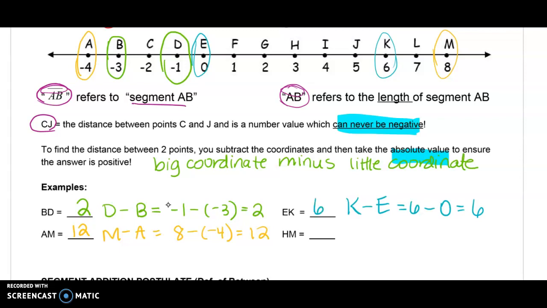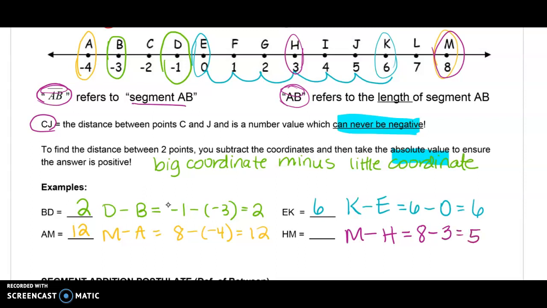Obviously, you could also just look at your picture and say, okay, from 0, I go 1, 2, 3, 4, 5, 6. So my length is 6. And then finally, HM. H is at 3, M is at 8. So we're going to do M minus H, which gives us 8 minus 3, which is 5. So you can always do these mathematically, or you can reason through them visually by counting on your number line, whichever way works for you.